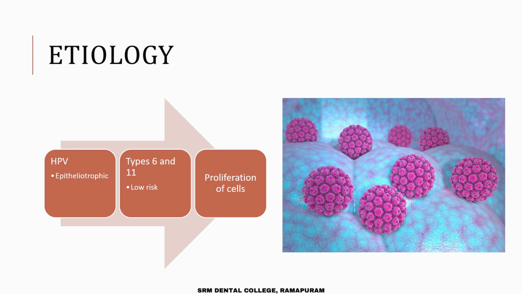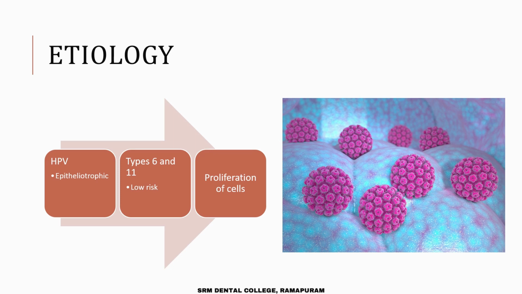So how does a person actually acquire this virus? Human papilloma viruses can be acquired by both sexual and non-sexual person-to-person contact, by saliva, by sharing of contaminated objects, and by auto-inoculation. So once the virus is acquired, the incubation period is usually between 3 weeks to 2 years.